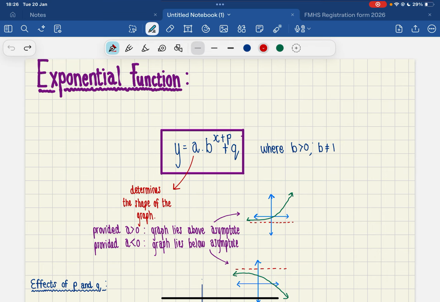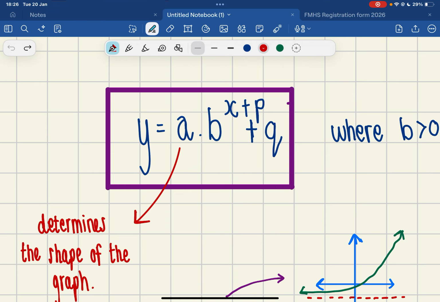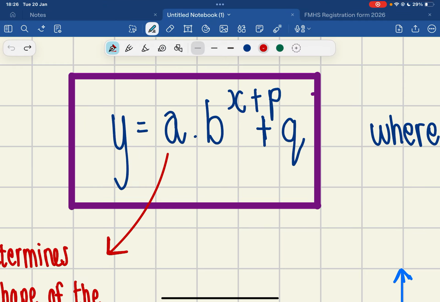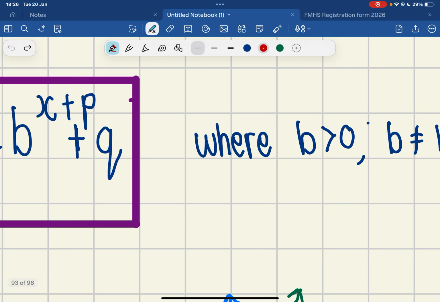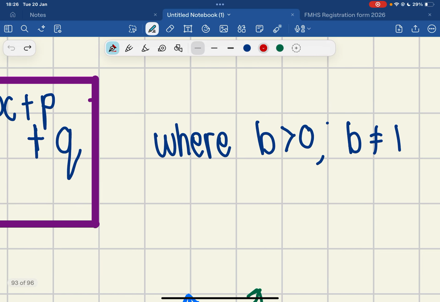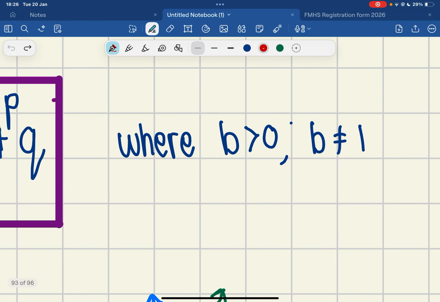Now, boys and girls, with the exponential function, I want us to dive straight in and look at our equation: y is equal to a multiplied by b to the power of (x plus p), plus q. And this is where, as I've written here, b is always positive: b is more than 0, but it cannot equal 1. Okay?